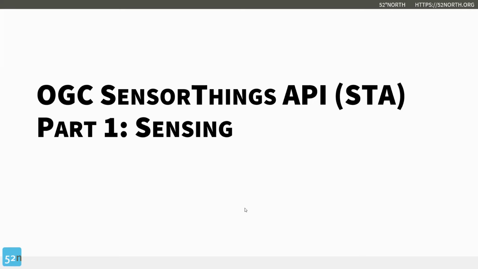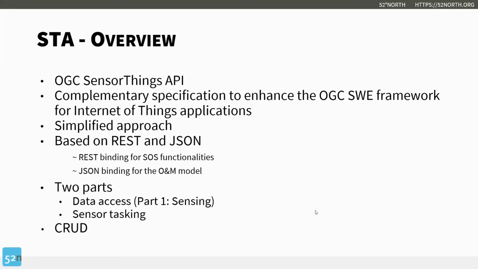Okay, so let's start with the SensorThings API. The SensorThings API is perhaps the most recent element of the Sensor Web Enablement family of standards. It has multiple parts. Today we will talk about part 1, called Sensing, which is dealing with accessing measurement data. There are further parts in preparation or even completed. For example, sensor tasking. Then there will be an extension about event-based sensor data streams, which is still in discussion. So Sensing is the core here, which we will talk about today.